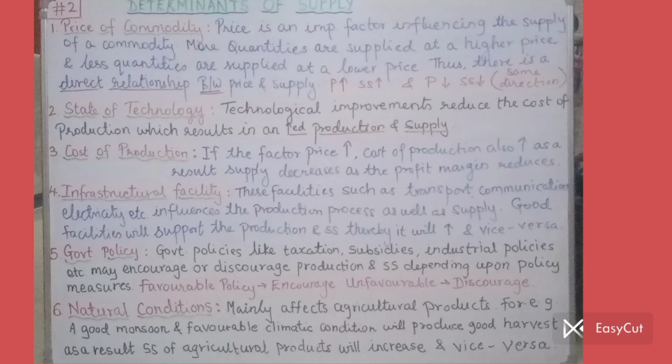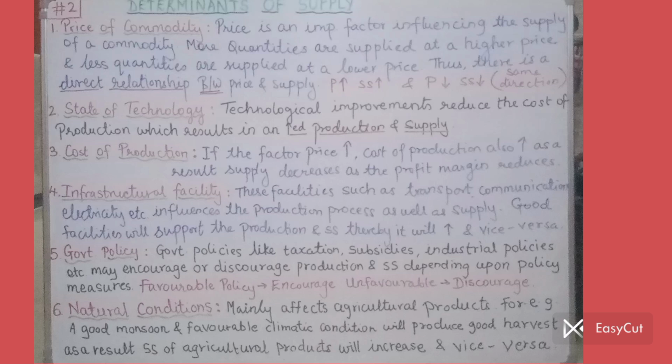So with the increased cost of production, naturally the supply margin will reduce. Since the cost rises, the supply margin will reduce, and hence it will affect the supply adversely. The supply will decrease. So I repeat, if factor prices rise, cost of production also rises, and as a result supply will decrease because the profit margin reduces.